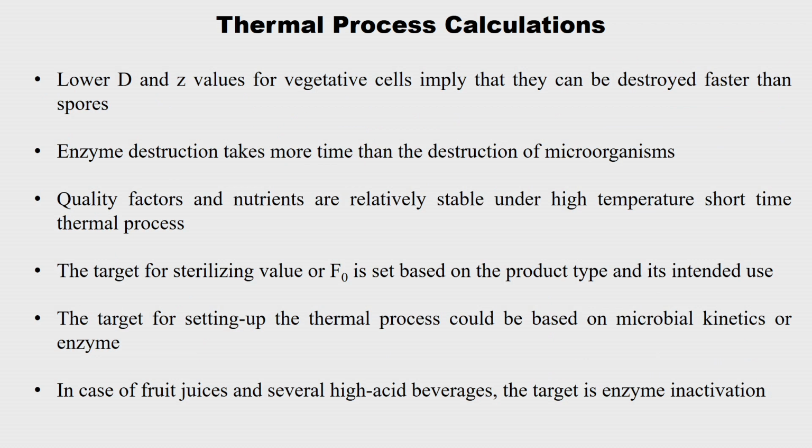3.87 minute. And lower D and Z values for vegetative cells imply that they can be destroyed faster than spores, right. So, you have vegetative cells as well as spores, which are mostly removed in the sterilization process. For vegetative cells, the pasteurization temperature is high enough. So, in pasteurization, the D and Z values are low. That means they are destroyed faster compared to spores.